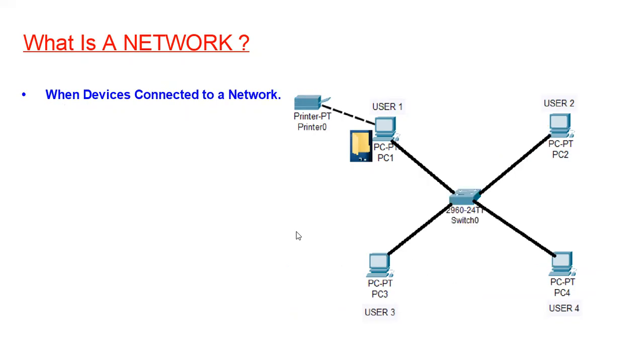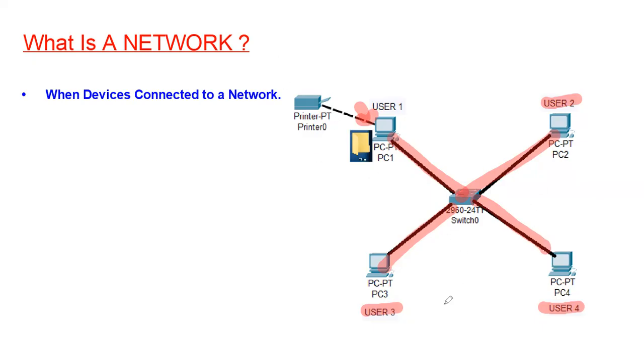The solution is to connect all the devices to a network. If you see, all the devices are connected to a network, and let us say user 2, user 3, and user 4 need the files from this PC. They can access them sitting at their own PCs. They will not go to PC1, connect their external storage, and copy and paste the files from the PC to the external storage. They can access these files from their PCs.